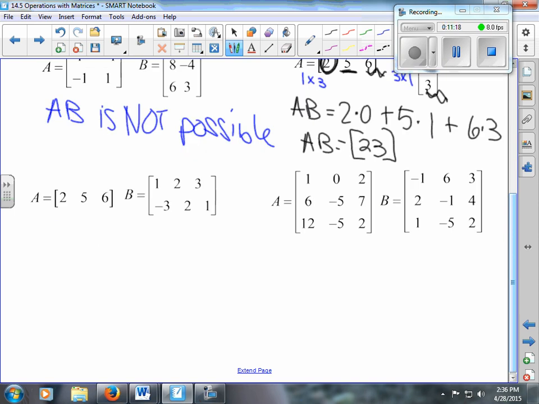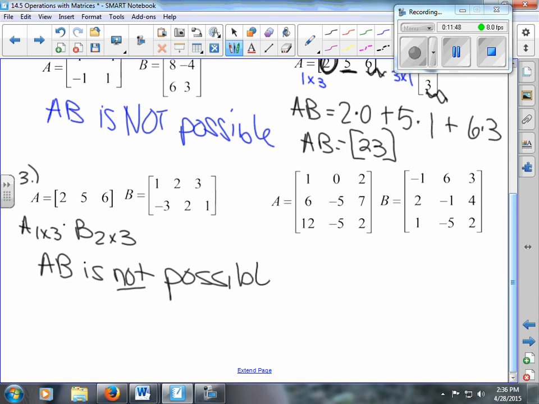All right, so let's do a more interesting example. And this third example here, number 3, say, I'm going to look at the index of A, I have 1 row, 3 columns. And I'm going to multiply that to B, and B has 2 rows, 3 columns. Oh, I can't multiply these. No, so this cannot be done. AB is not possible.